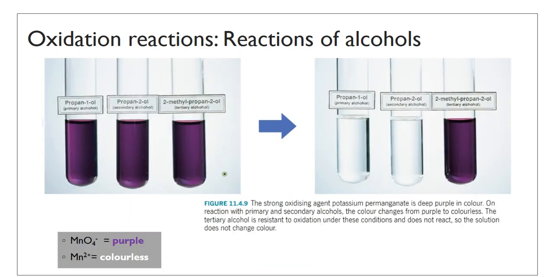Similarly with permanganate ion, permanganate is dark purple and the manganese ion product is colorless. So if you see a color change going from dark purple to colorless, you either have a primary or secondary alcohol on your hands, but tertiary alcohol is not going to be able to do that.